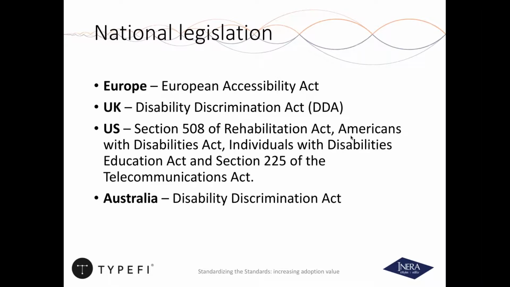Countries around the world are addressing digital access issues through legislation. In the UK, the Equality Act of 2010 makes it illegal to discriminate against people with disabilities. In the US, Section 508 of the Rehabilitation Act requires federal agencies to make their electronic and information technology accessible to people with disabilities. The Australian government ratified the UN Convention on the Rights of People with Disabilities in 2008.